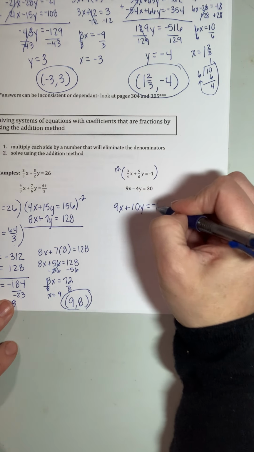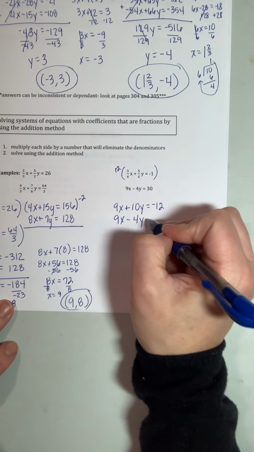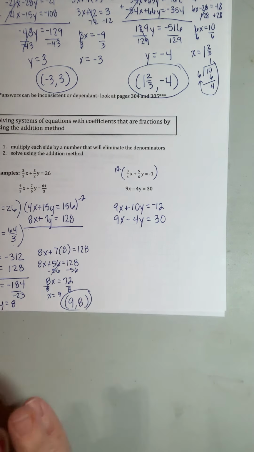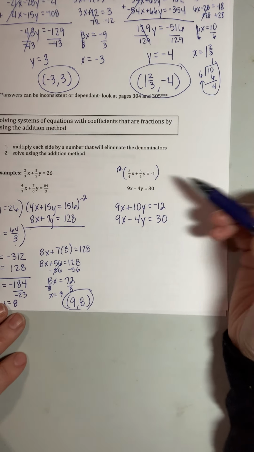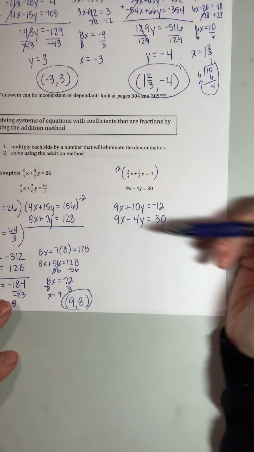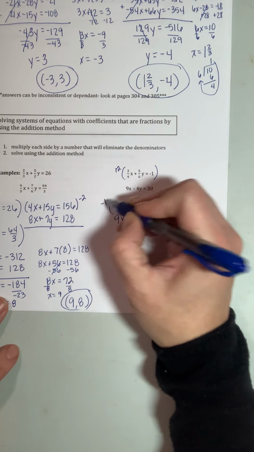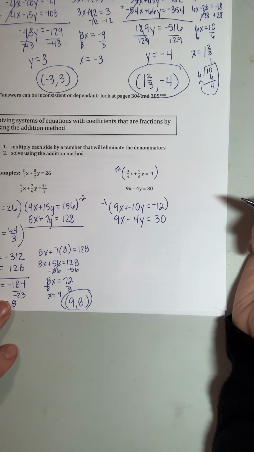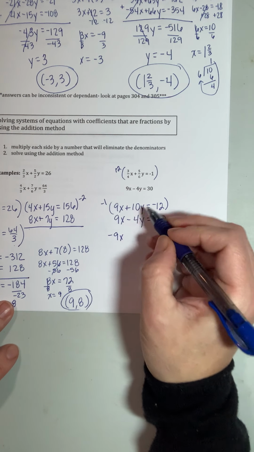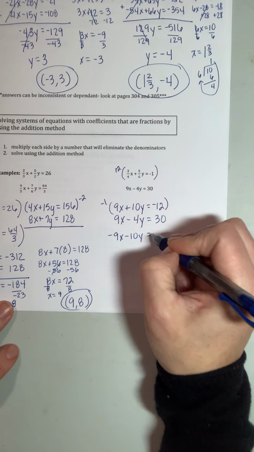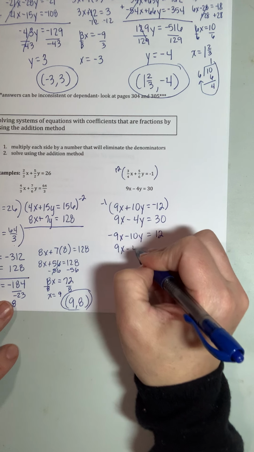12 times negative 1 is negative 12. This one gets to stay because it's already not fractions. Okay. But now, do we have opposites? No, but we're close. 9 and 9 are close, but one needs to be negative. So if one of them has to be negative, then just multiply that one by a negative, by negative 1. So I have negative 9x, negative 1 times 10 is negative 10y, negative 1 times negative 12 is positive 12. And then the bottom one stays.